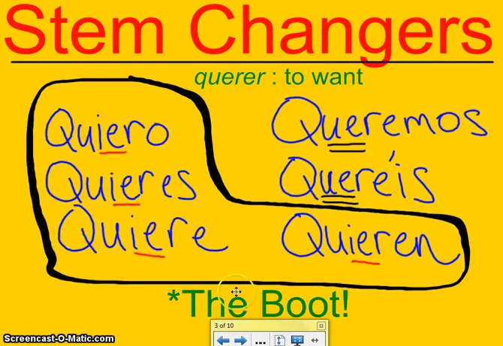So what we have here is the boot. And the reason why we draw the boot is because in the yo, tú, él, ella, usted, ellos, ellas, ustedes forms, in stem changing verbs, the stem change occurs. But outside of this boot, I apologize, I failed art, in the nosotros and the vosotros forms, there is no stem change. So remember the boot when you are conjugating these stem changing verbs.